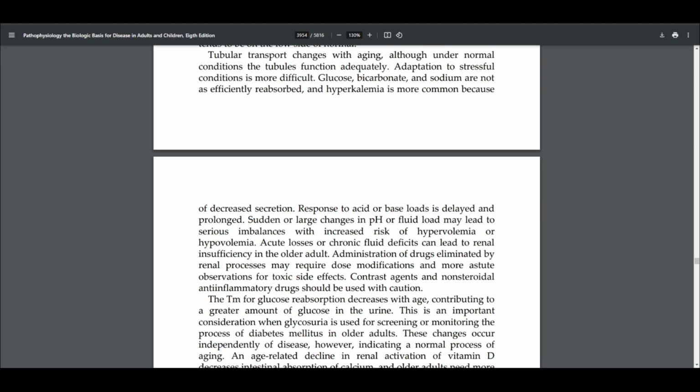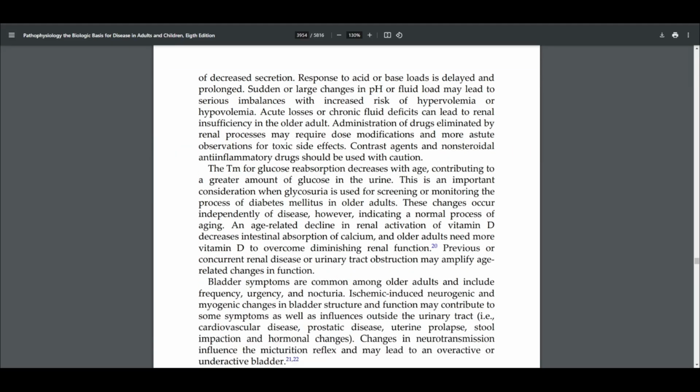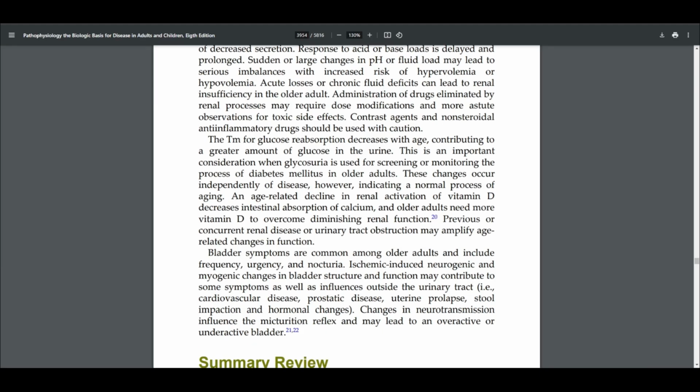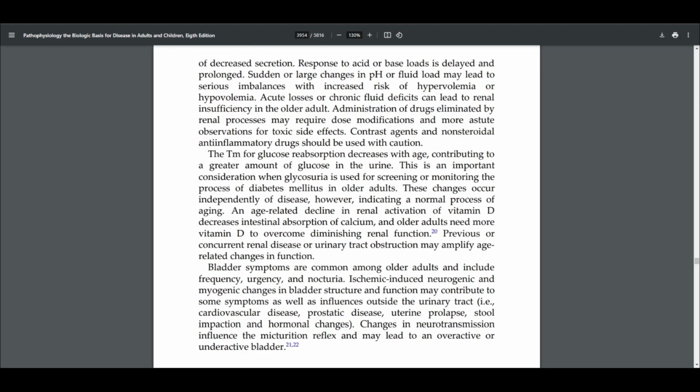Glucose, bicarb, and sodium are not efficiently reabsorbed, and hyperkalemia is more common because the decreased secretion response to acid or base loads is delayed and prolonged. Sudden or large changes in pH or fluid load may lead to serious imbalances with increased risk of hypervolemia or hypovolemia. Acute losses or chronic fluid deficits can lead to renal insufficiency in the older adult.